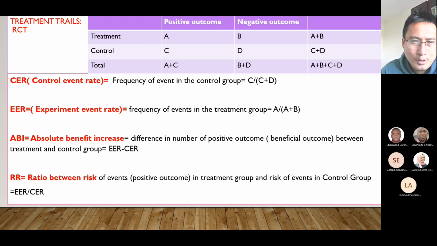In RCT also, make sure that treatment and control are on this side, and positive outcome and negative outcome are on the top. There's something called control event rate. For control event rate, it's C divided by C plus D. For experimental event rate, it's the same, A divided by A plus B. For absolute benefit increase, it needs to be minus. If it is a relative risk, it needs to be this one. No matter what, even if it is absolute benefit or risk ratio, EER is always in front.